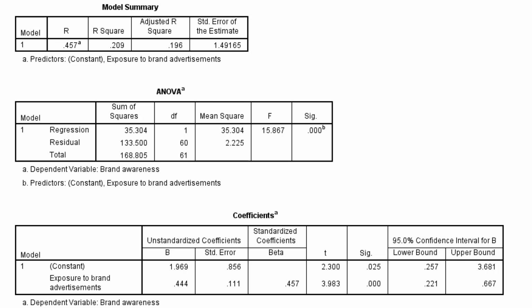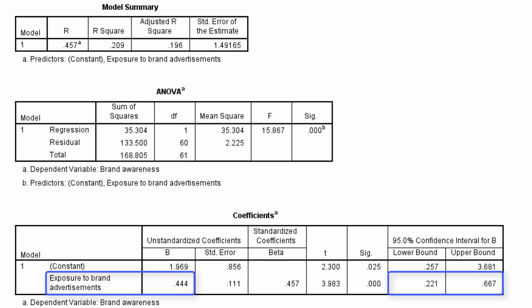Now, finally, let's have a look at the regression coefficients. We see that the standardized coefficient of exposure is 0.46, so we have a moderate to strong predictive effect of exposure on brand awareness. An additional unit of exposure will increase the predicted awareness by 0.4.